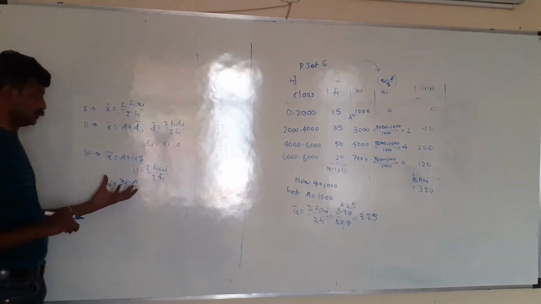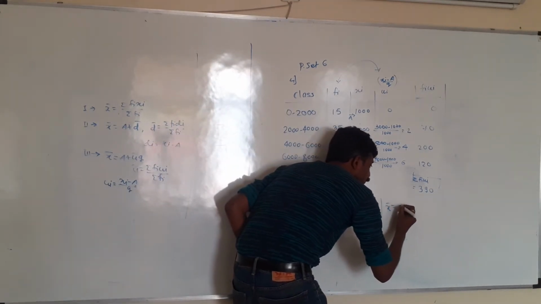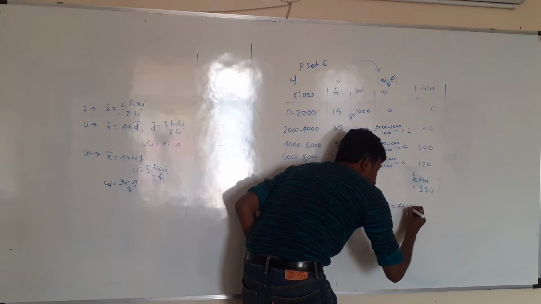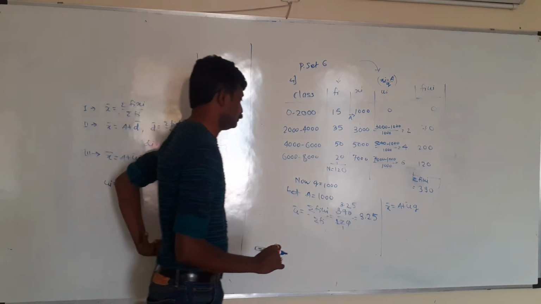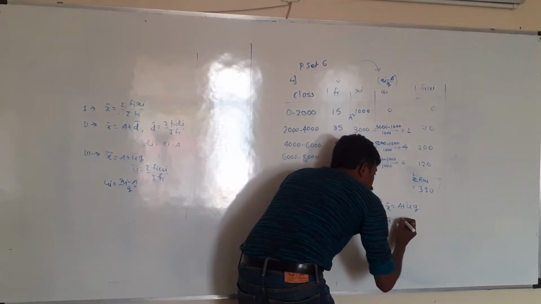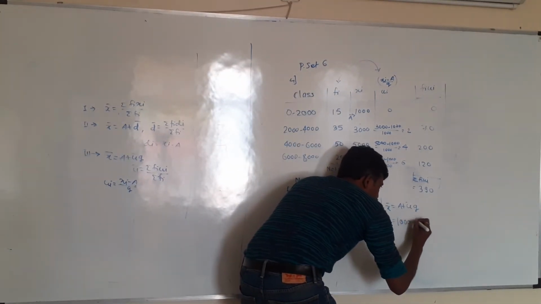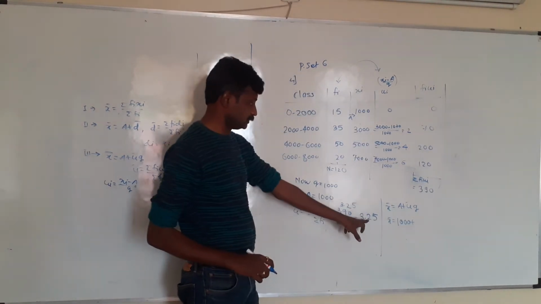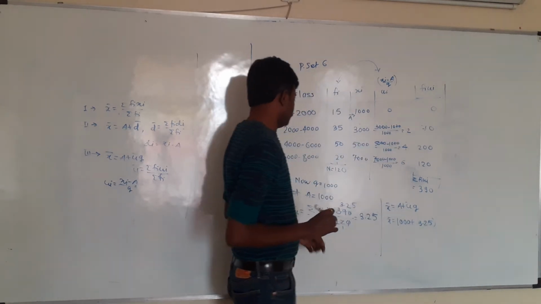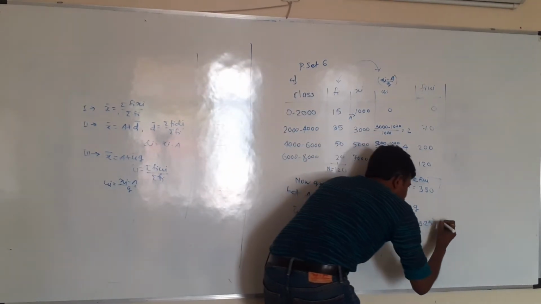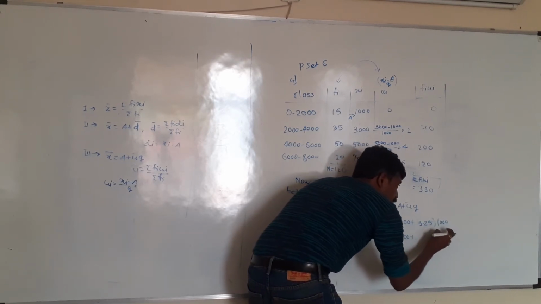Now we will come to the final calculation. X bar by step deviation method: X bar is equal to A plus U bar into G. So X bar is equal to A. A we consider 1000, so the value of A is 1000. U bar value is 3.25, multiplied by G, the greatest common divisor we have here, 1000. So it will be 1000 plus 3.25 multiplied by 1000.